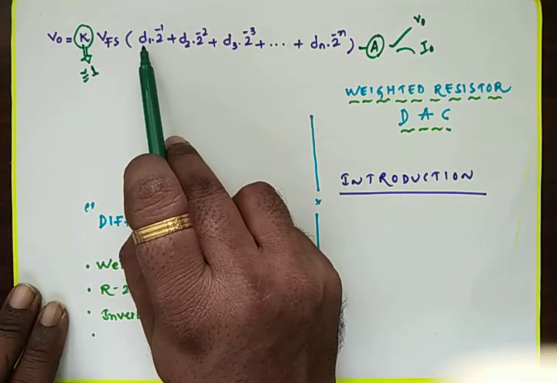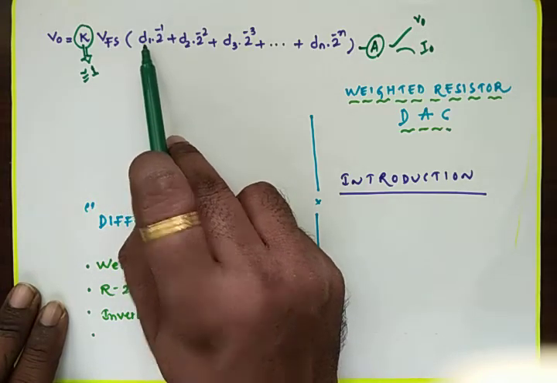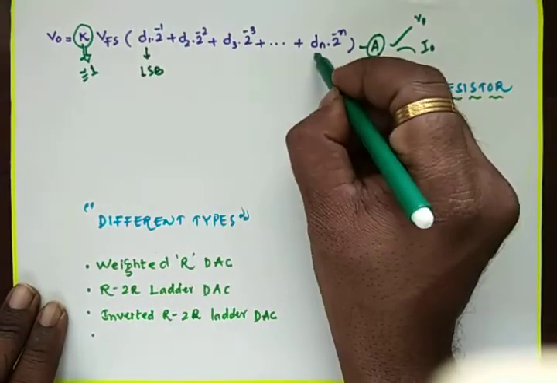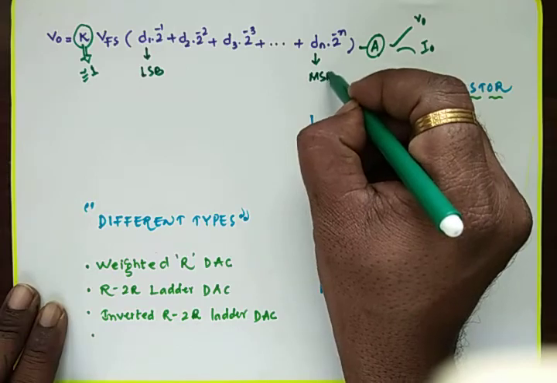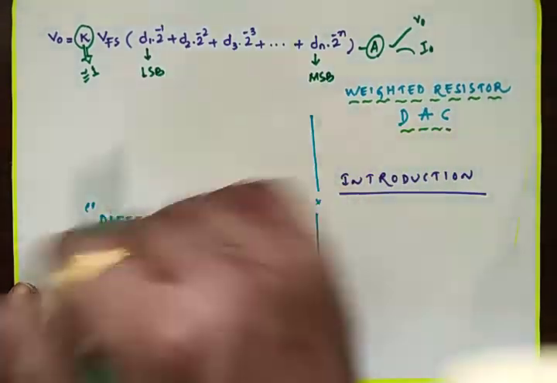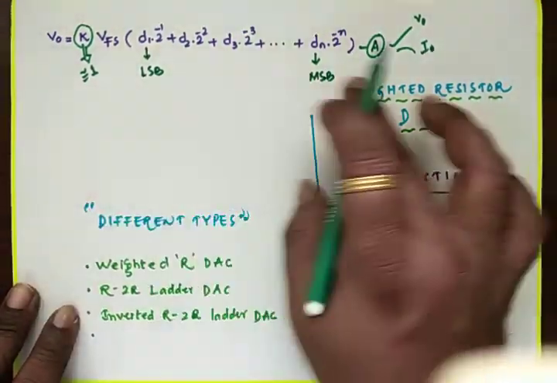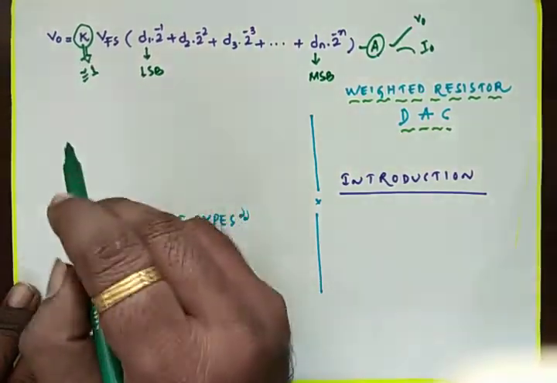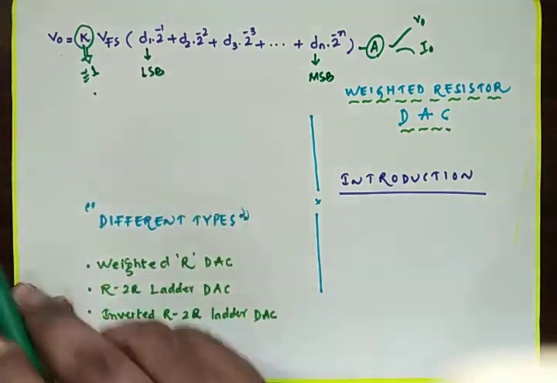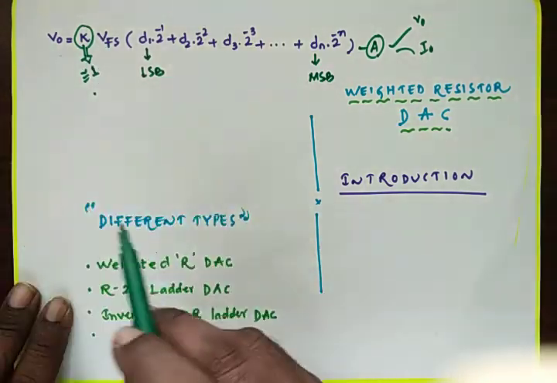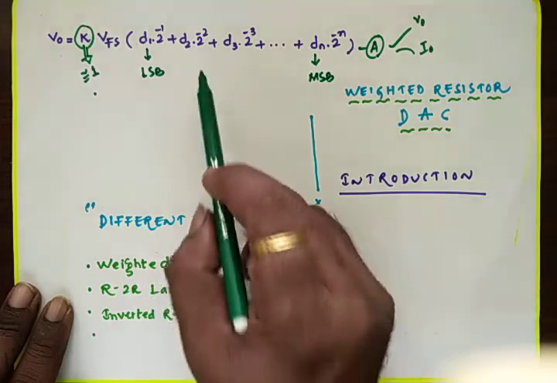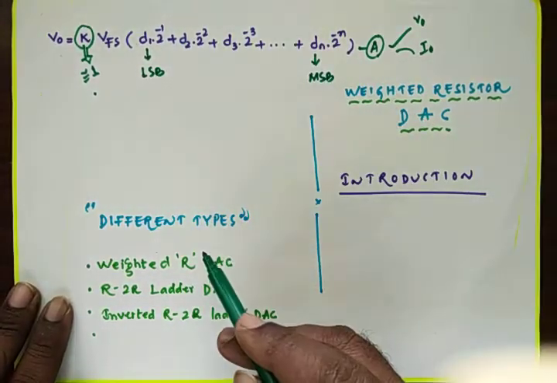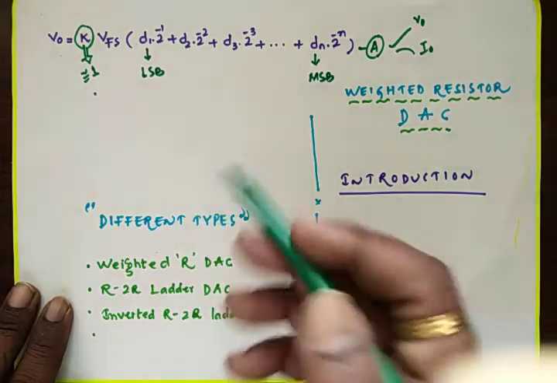And D1, that means what? It is the LSB, the least significant bit, and Dn is the most significant bit. With all these things, we can also verify theoretically by making use of this equation. Here VO is the output voltage, K is a scaling factor, VFS is the full scale output voltage, and D1 to Dn is an n-bit binary fractional word, and the decimal point is located on the left.